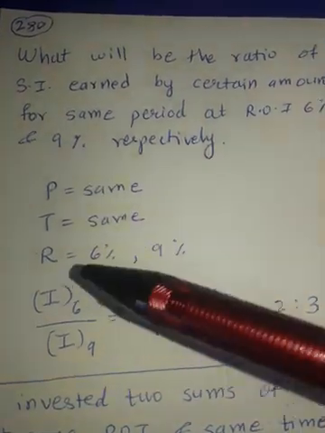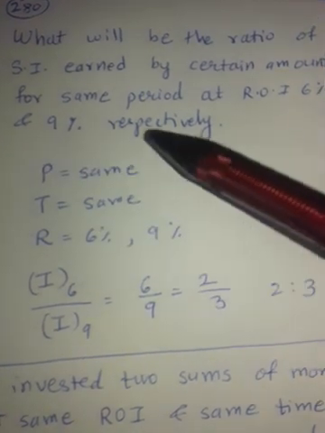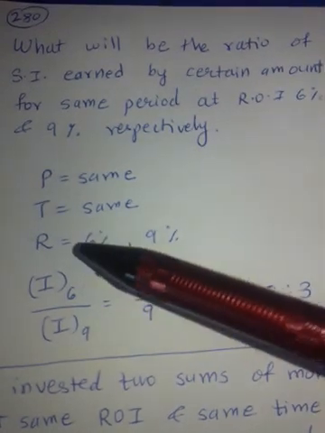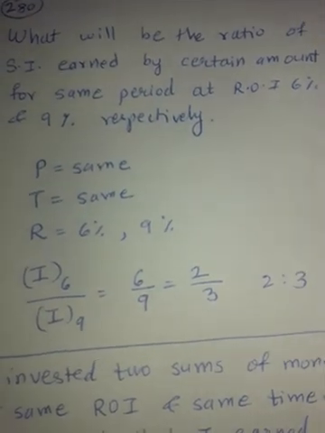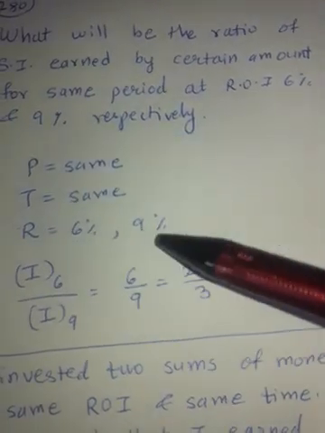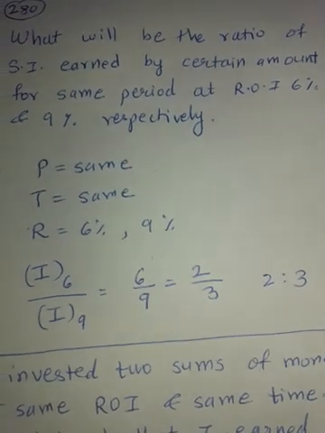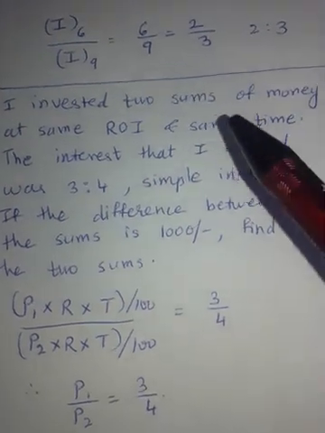I hope you understood the previous example and this example. In both examples, principle was unchanged. In earlier example, R was same, T was different, so we took ratio of T. In this example, R is different, so we took ratio of R. Watch these two examples again and you will understand. It's very easy. Next example.